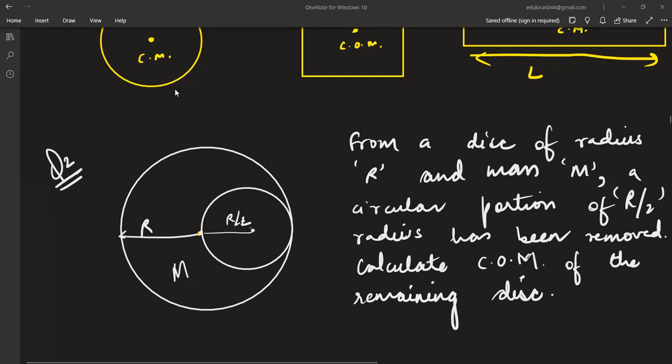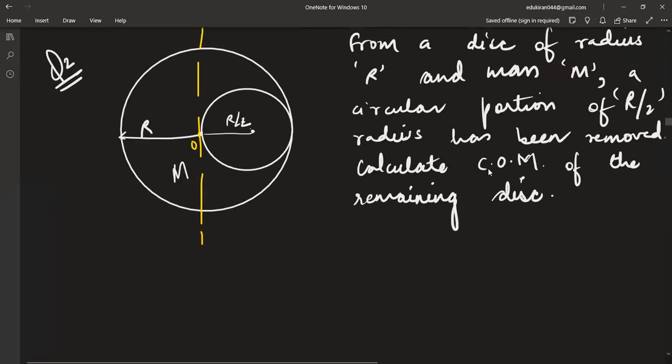See, from a disk of radius r and mass m. So there was this original disk of radius r and mass m. From this, a circular portion of radius r by 2 has been cut. And now if this is left, which portion is left? This part is left. So we have to find the center of mass first. Whenever you're finding the center of mass, always remember that you have to take an origin that will act as a reference. See, suppose this is the origin. So this will be r by 2, and this will become minus r like this. That's why we take an origin for the reference.